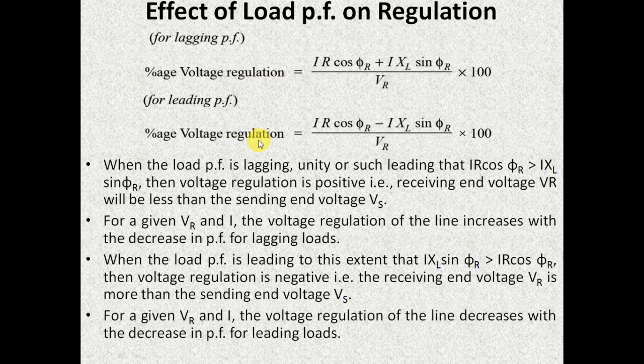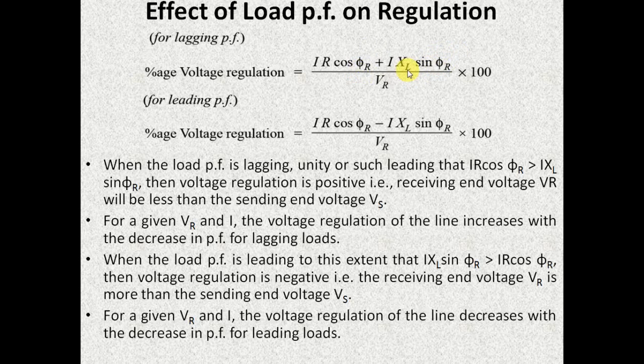In the case of a leading power factor load, the percentage voltage regulation's value will be positive only if the first term in the numerator is greater than the second term in the numerator. Now, for analyzing the effect of cos phi r on the percentage voltage regulation value, we will consider the values of I and VR as constants. Definitely you know that already the values of R and XL are constants. So in the case of a lagging power factor load, if we try to reduce the value of the power factor, that is cos phi r, definitely the value of sin phi r goes on increasing.